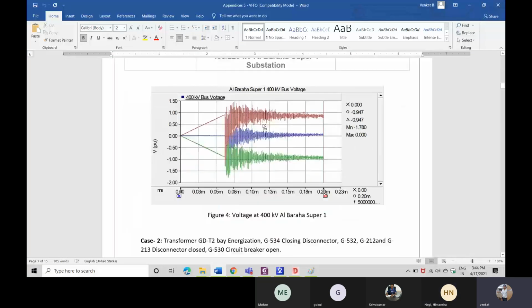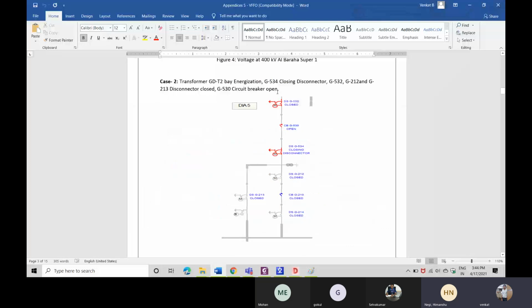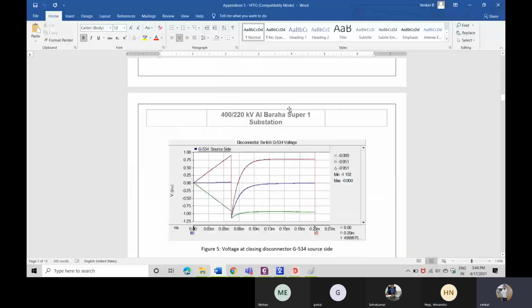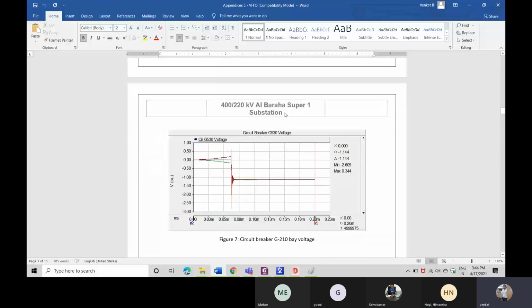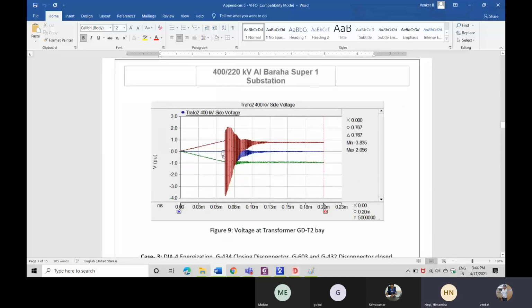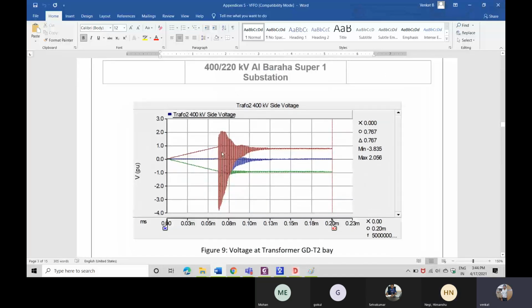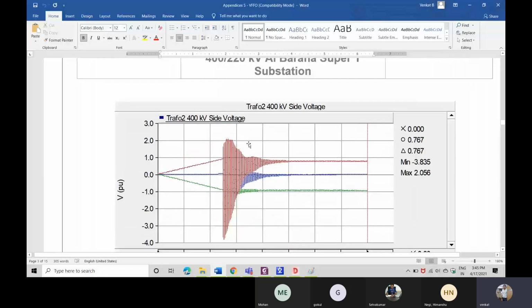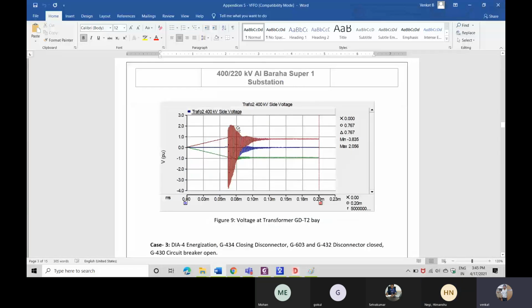Like this, I have taken some other cases also. For the transformer bay, I have taken some cases where the transformer is connected. For that, I have to measure the transformer 400 kV side voltage also. Can you see this? It has gone to about 3 per unit after the action has been performed. This is due to the condition that here we have a long GIB. If you don't have any GIB, this won't be happening, and this much voltage will not be there.